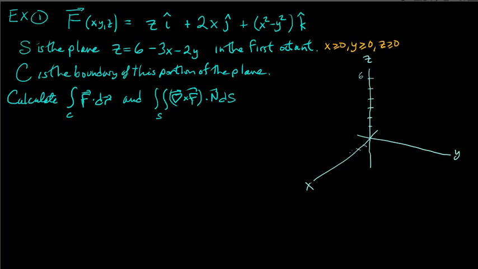When z and y are 0, x is going to be 2. And when x and z are 0, y is going to be 3, I think. So the plane is really 3x plus 2y plus z minus 6 equals 0. In that form, you can see that when x and y are 0, z is 6. When x and z are 0, y is 3. And when y and z are 0, x is 2. So we're talking about this portion of the plane. Oh, these are supposed to be straight.